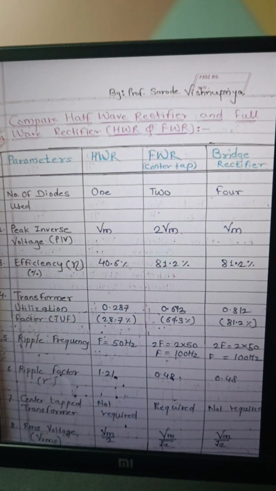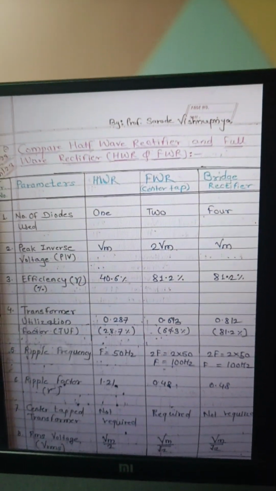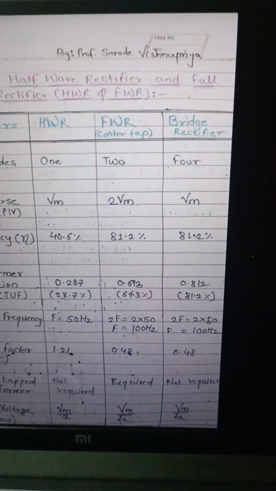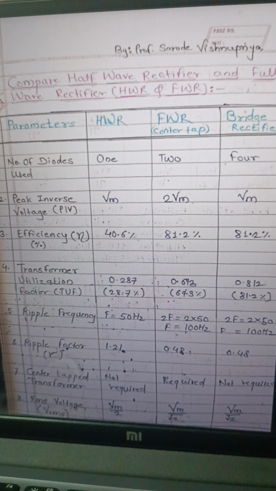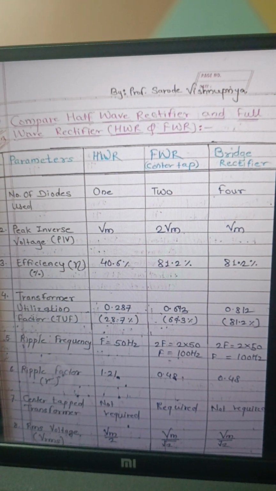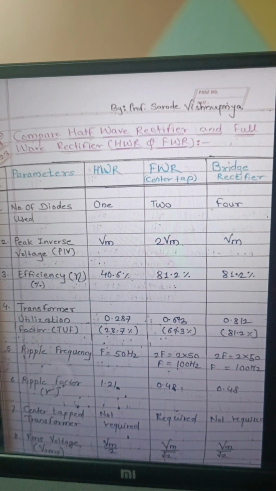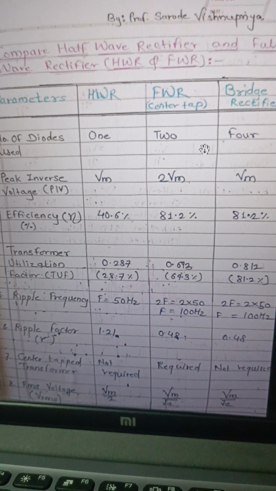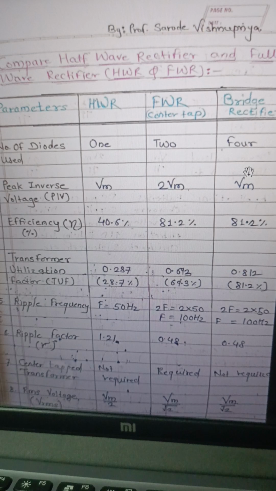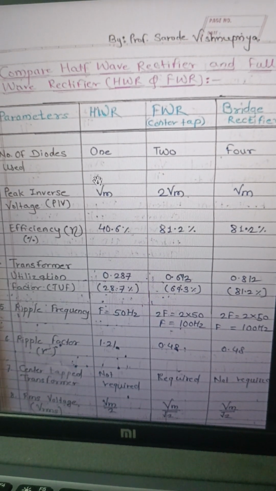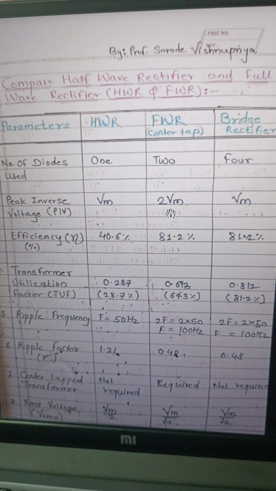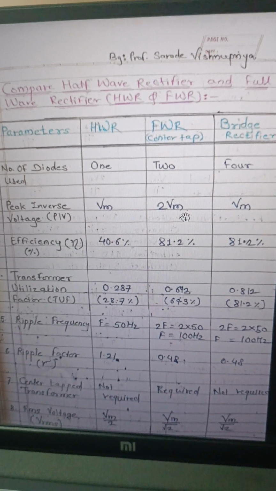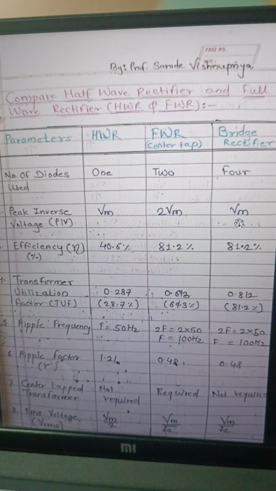The next topic is the comparison of half wave and full wave rectifiers. As we know, the number of diodes used in the half wave rectifier is only one. For the full wave center tap it is 2, and for the bridge rectifier 4 diodes are used. The peak inverse voltage in the half wave is Vm. In the center tap it is twice Vm, because the induced voltages are VAO and VBO. And for the bridge rectifier it is again Vm.